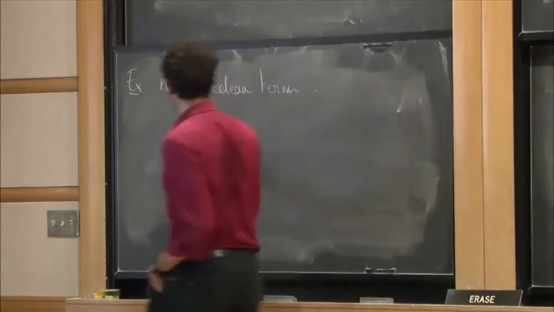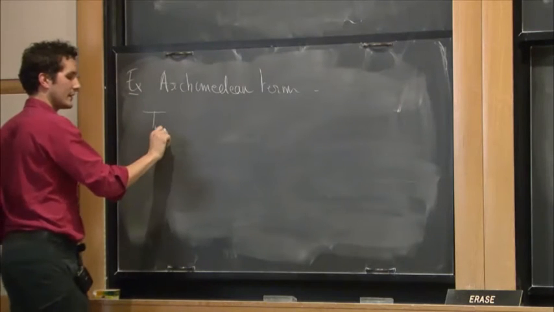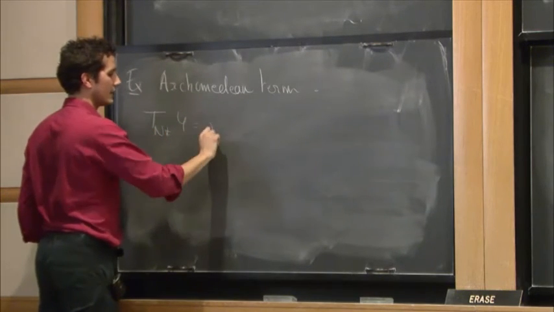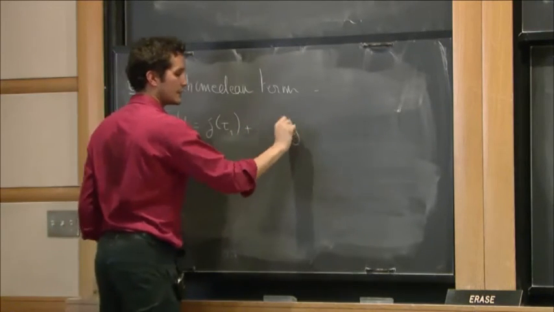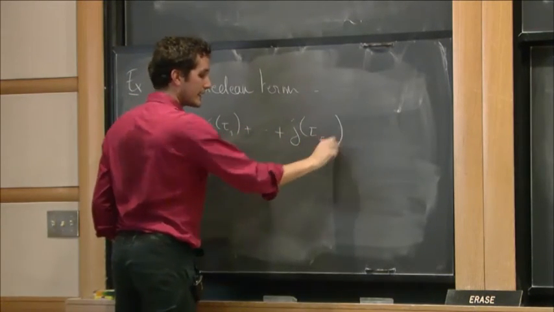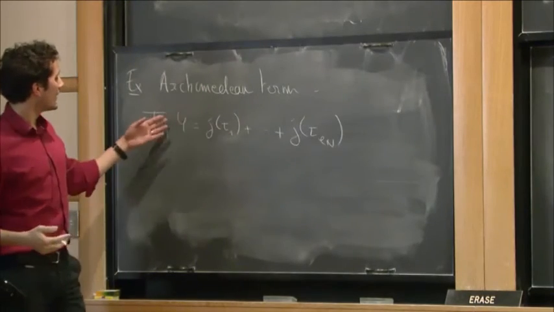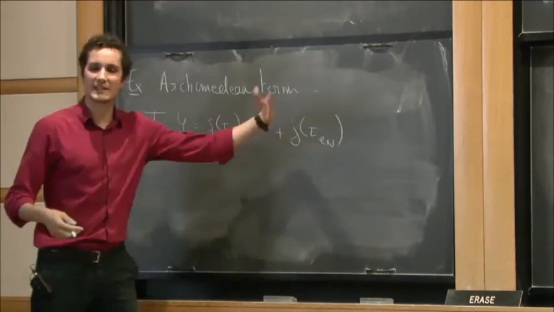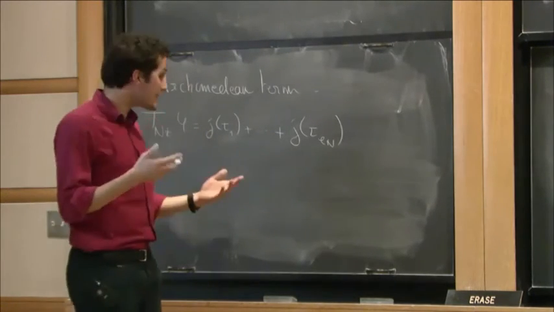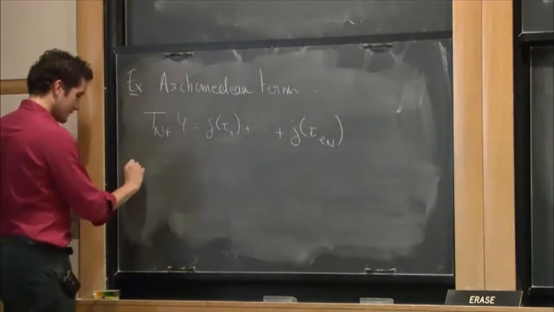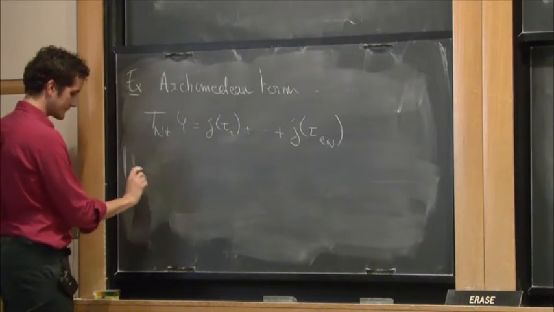So this is the following thing. We write T_n lower star of y. This is, let's say, j of tau_1 plus etc., plus j of tau_{e_n}, right? So this is just the j-invariants of all the elliptic curves that are isogenous to E by a cyclic isogeny of degree n.